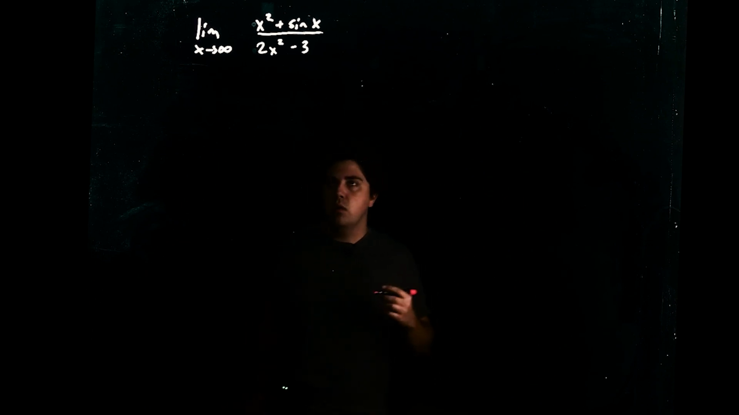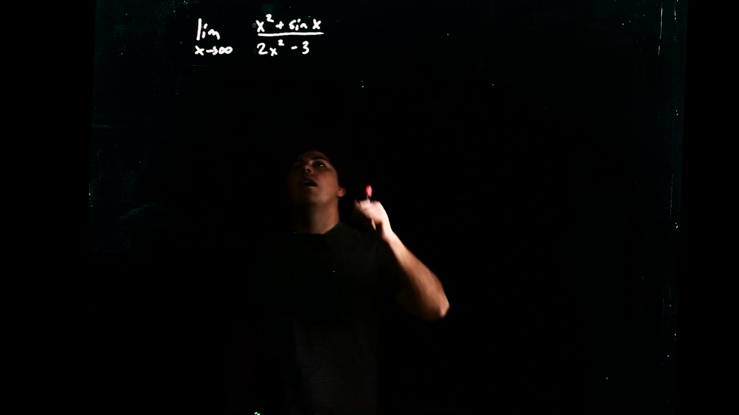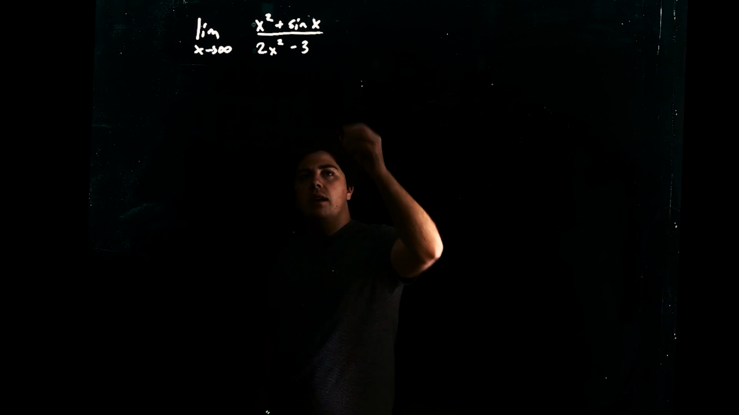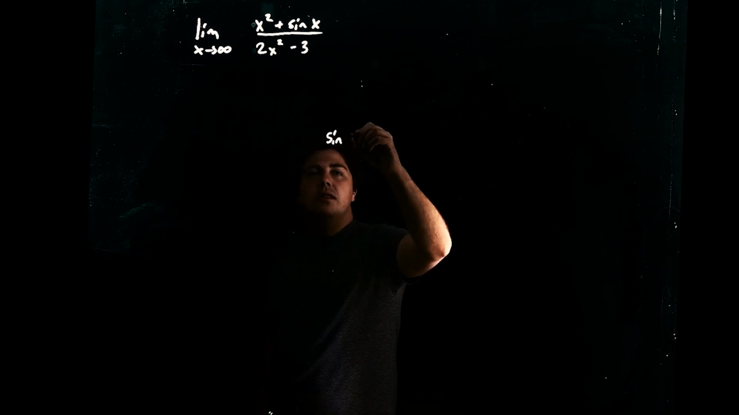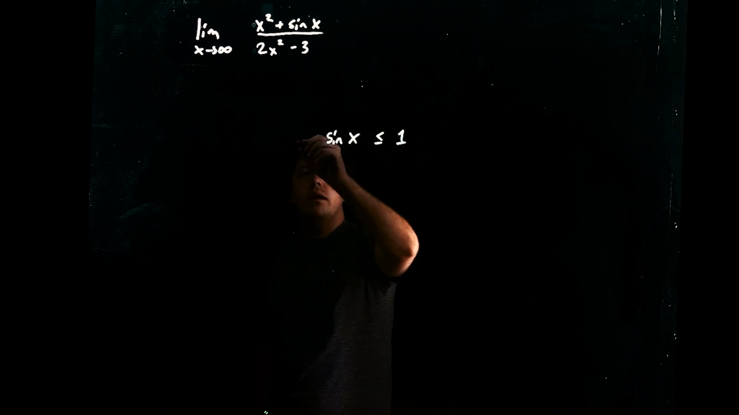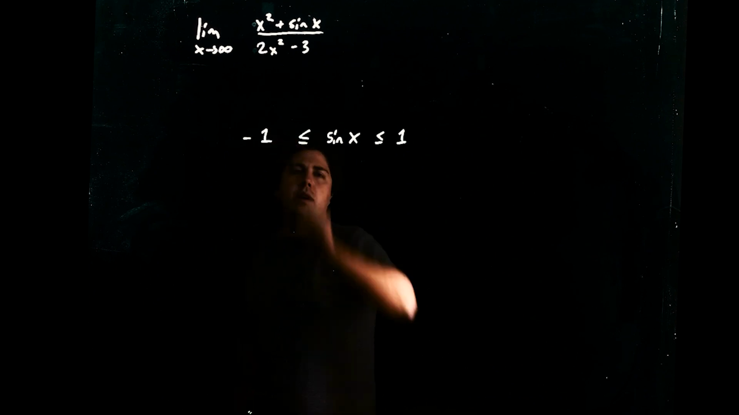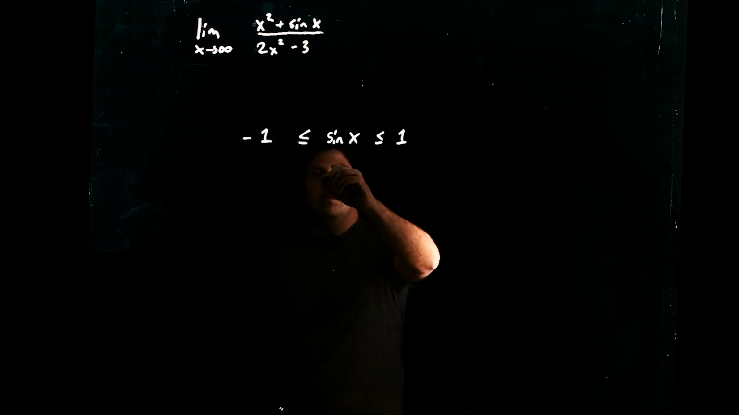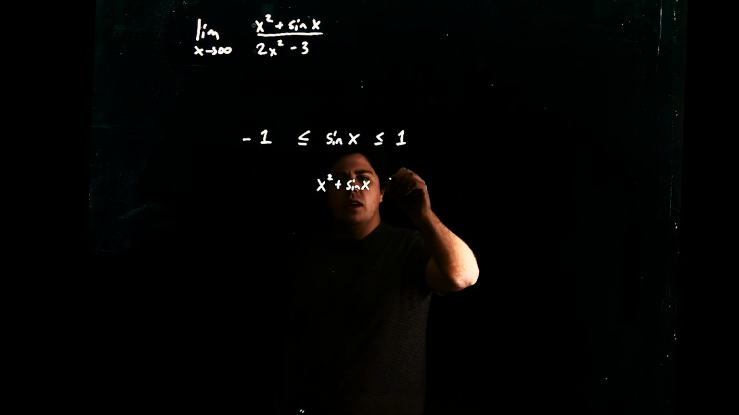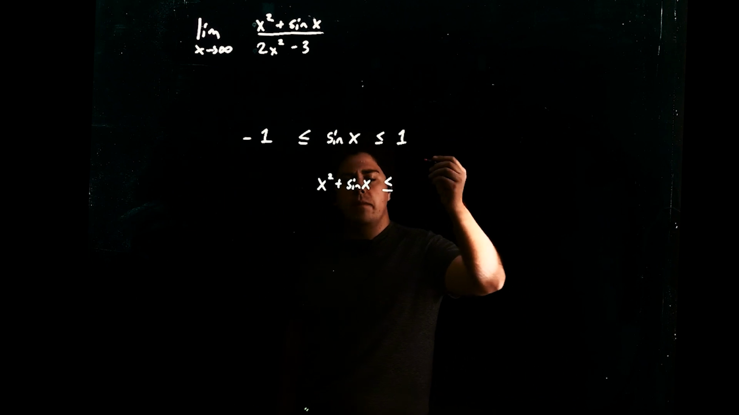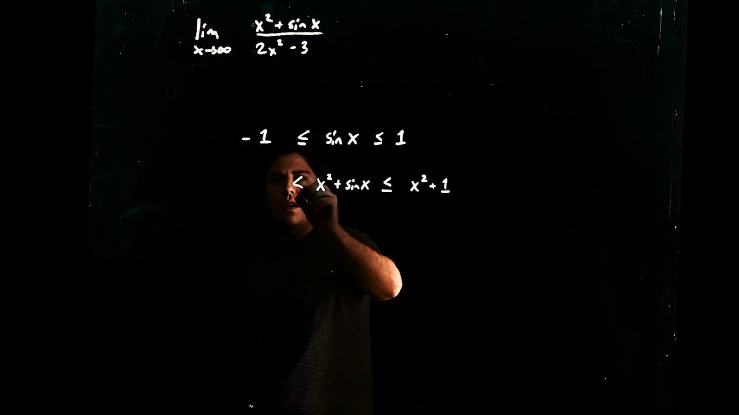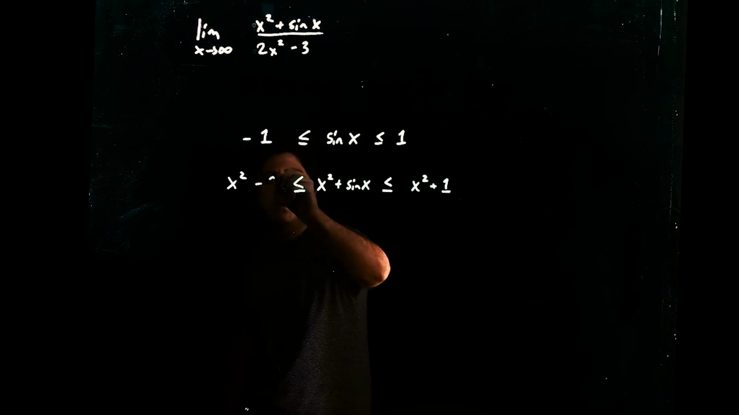So what can we do? Well, we can use the squeeze theorem here. And how do we do that? We just have to establish bounds. Well, basically the same as what we did in the previous example, we know that sine x is less than or equal to 1, and it's greater than or equal to minus 1. So, well, we can always add inequalities. This means that x squared plus sine x is less than or equal to x squared plus 1, and is greater than or equal to x squared minus 1.